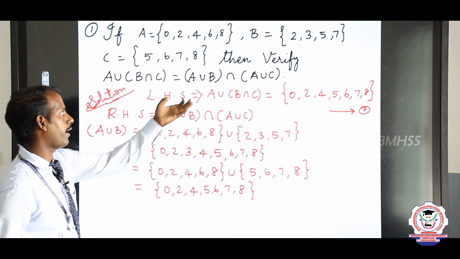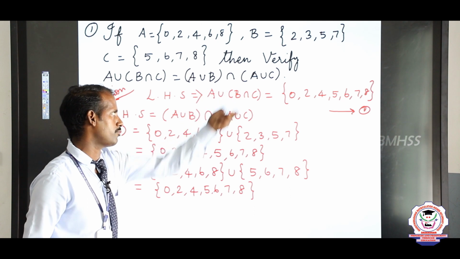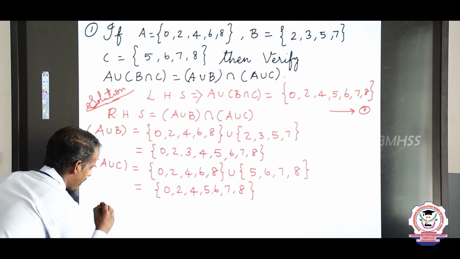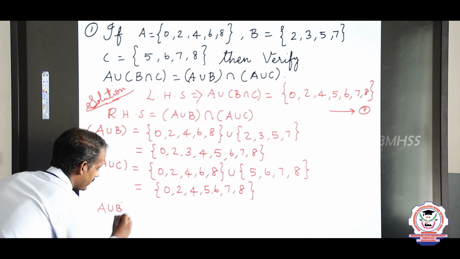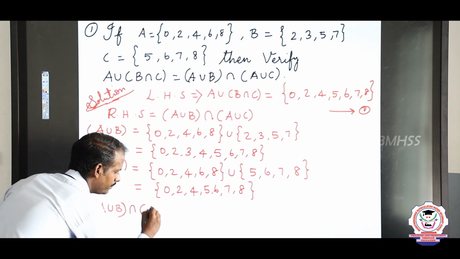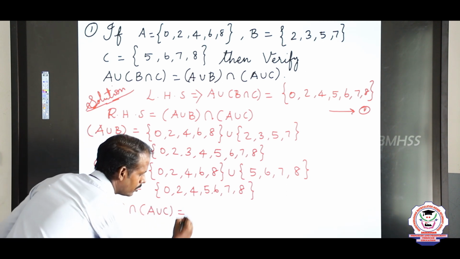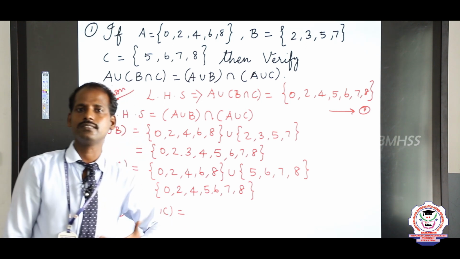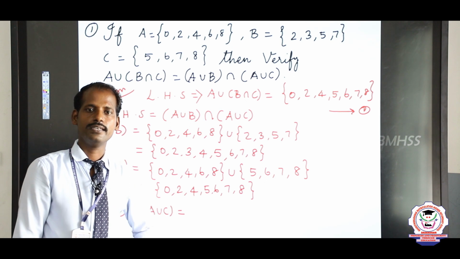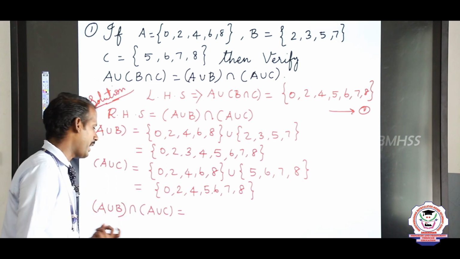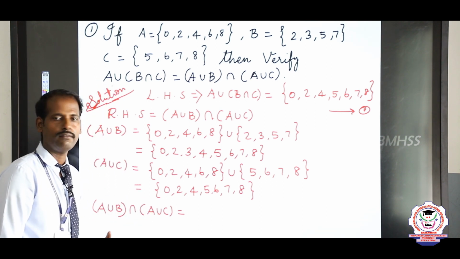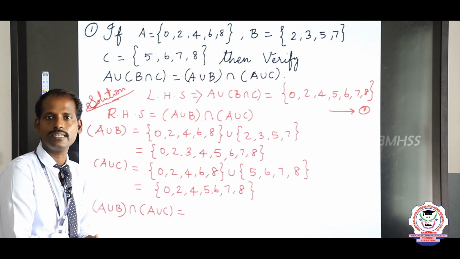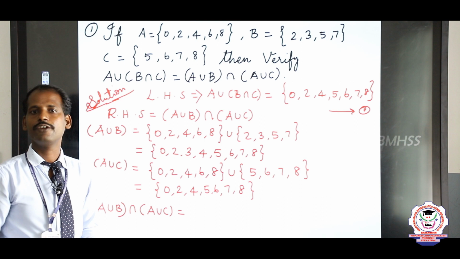Now we have to find A union B intersection A union C. Rahul, how to find A union B intersection A union C? Tell me the answer. Yes, A union B should be written and then A union C should be written. Then what elements are common? Those elements are A union B intersection A union C.